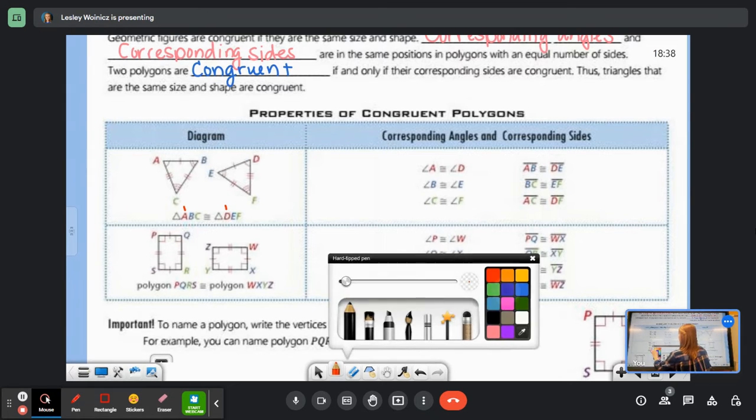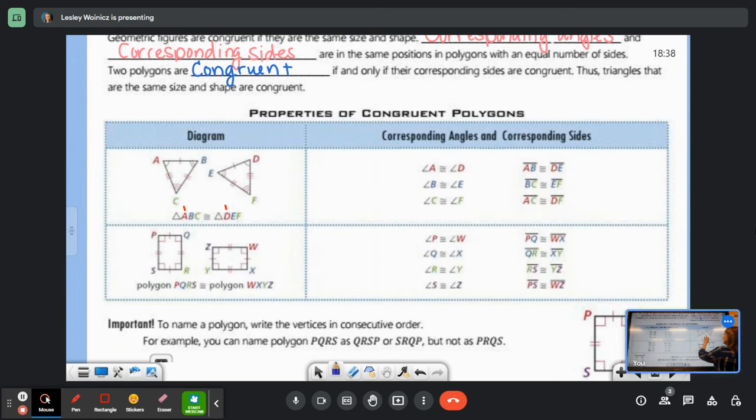Okay, look at B and E. They're both listed second. So that tells us that angle B and E are congruent. Same with angles C and F. They're listed third, so those are corresponding and they have to be congruent. Same thing works with the sides. AB has to be congruent to DE because those are the first two after the triangle. They have to go in order. The order tells you how they match up.